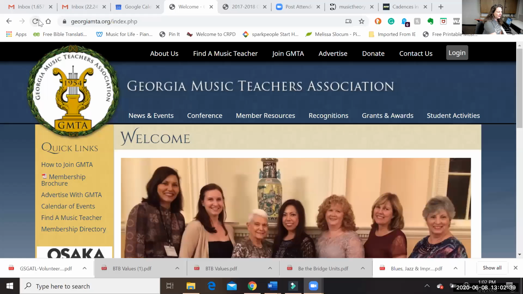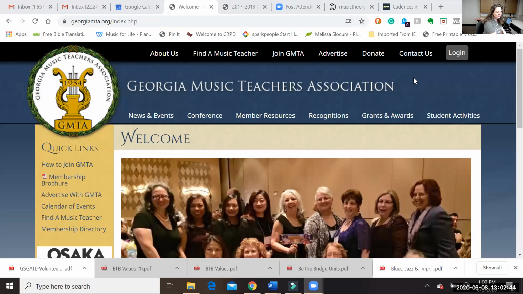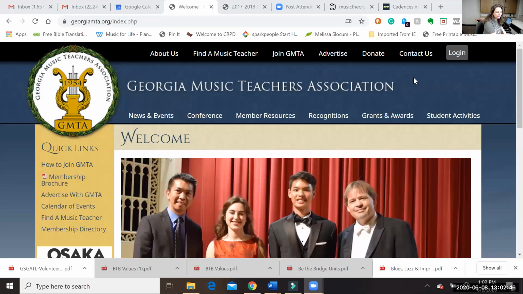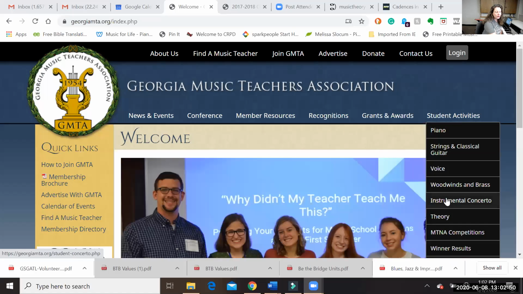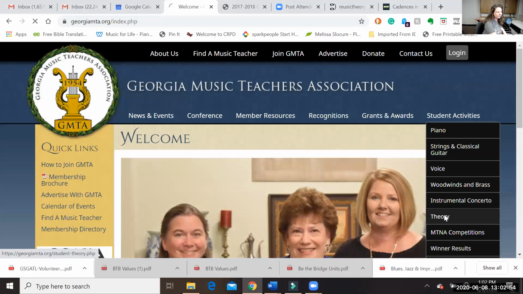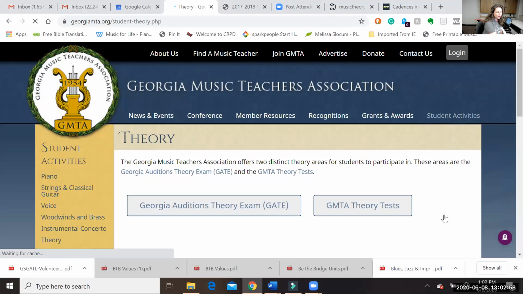So sharing my screen here, you should see pulled up now the home screen of the GMTA, and you'll go to the far right where it says student activities and go most of the way down to theory. Click on the theory, and that will bring you up to a page that will show you all the different theory options.